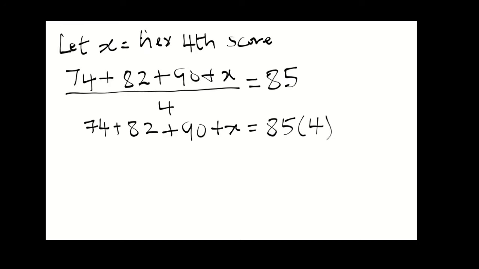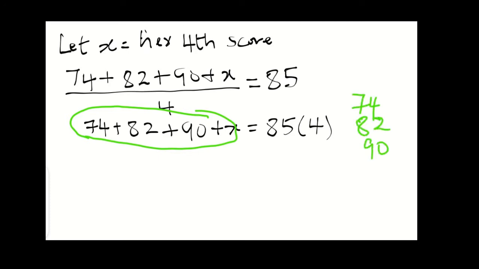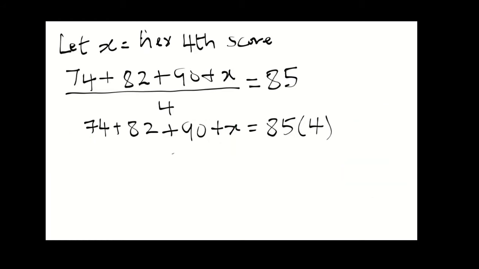So we are simplifying this equation. We add these numbers, the 74, 82, and 90. We do that and then we get 246. Yeah. So we say 246 plus x equals 85 multiplied by 4. We do 85 multiplied by 4. You can pause the video and do that. You can also follow. We do that and we have 340.